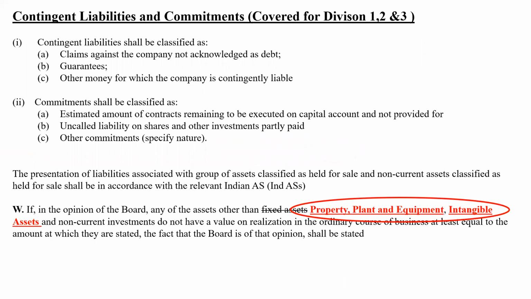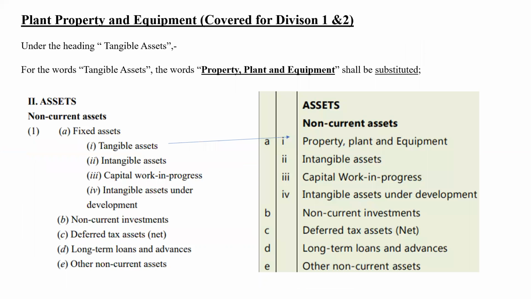Contingent liabilities and commitments. In this case, it is the same, nothing has changed. But earlier, fixed assets were used, and now PPE and intangible assets are used. The wording has been changed. In the earlier format there was the tangible assets part, or fixed assets. Now it is substituted with PPE and intangible assets. We can see that fixed assets and tangible assets have been removed, and now PPE has been inserted.